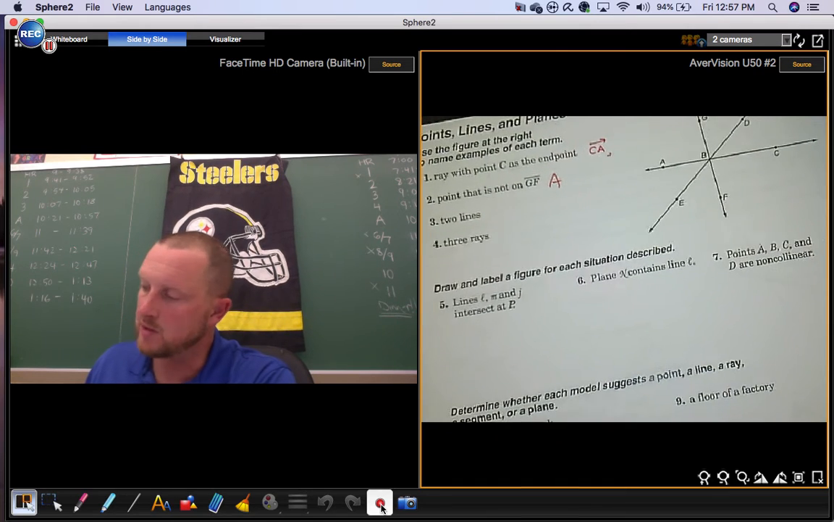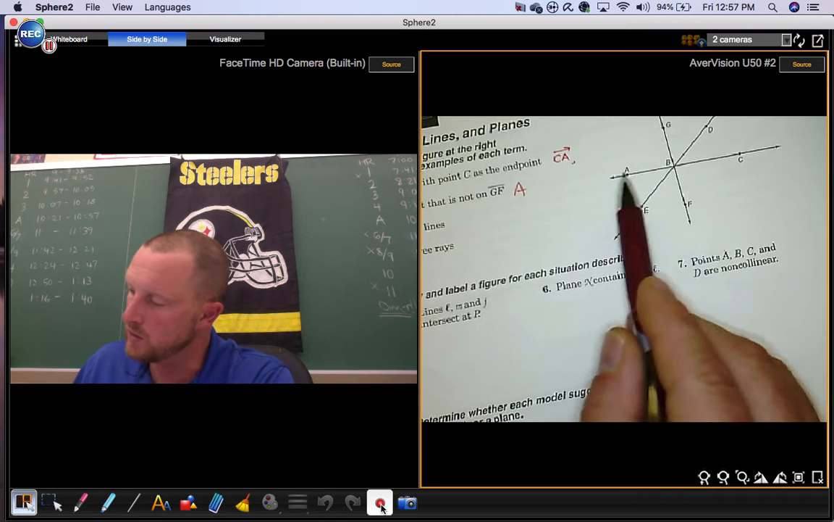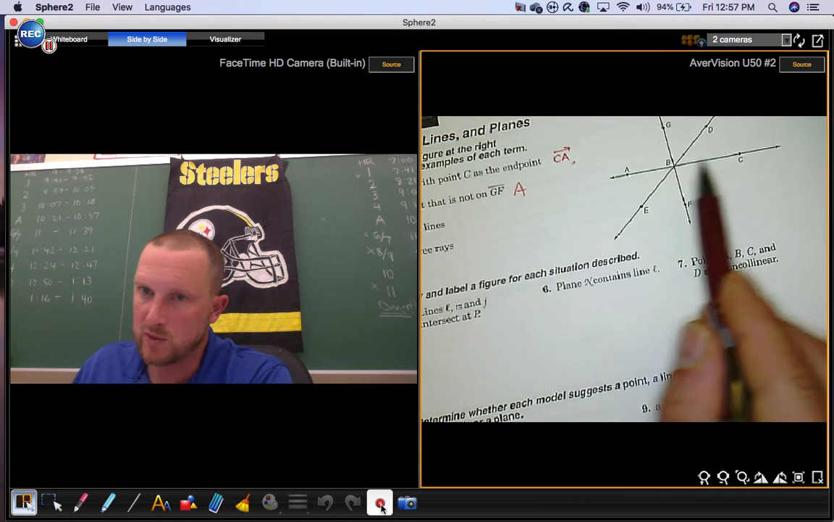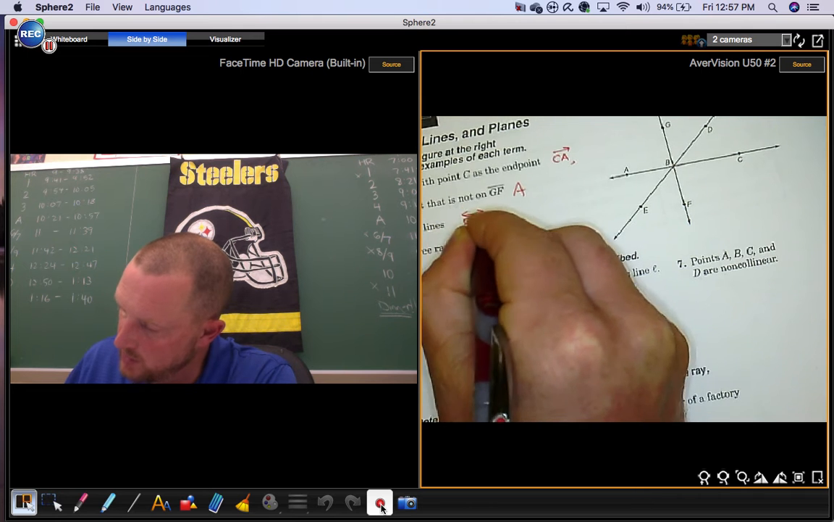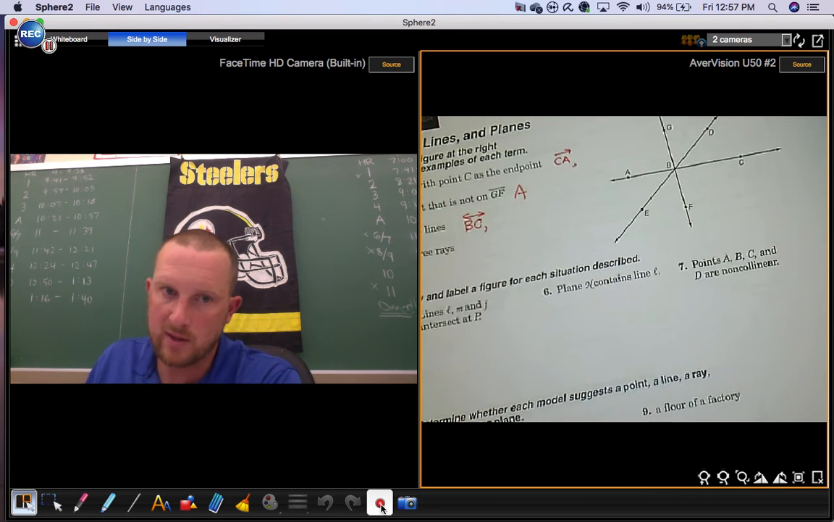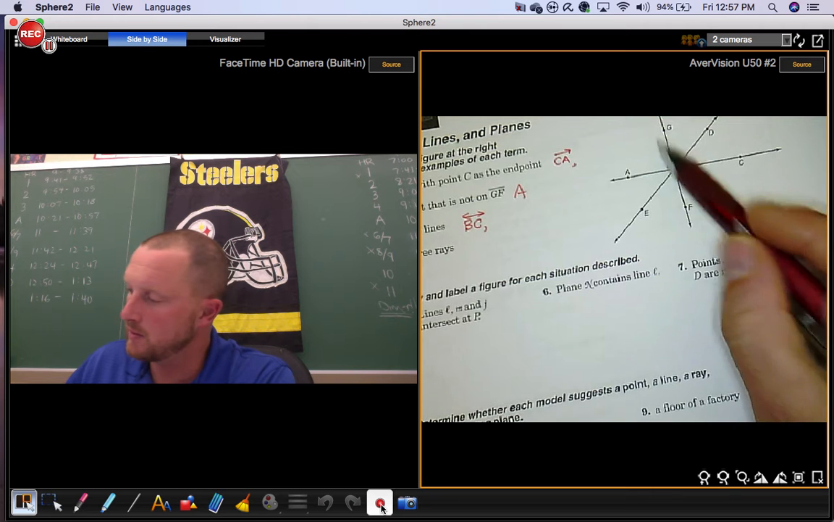Number three says name two lines. Well, here's one of them. Name a line with two letters that are on that line. Make sure you use the arrowheads. Order doesn't matter. Here's another line.